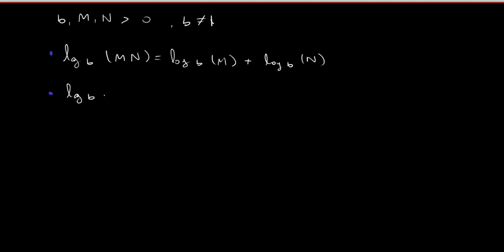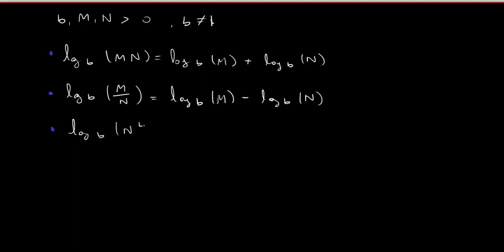The logarithm base p of m over n is the logarithm base p of m minus the logarithm base p of n. The logarithm base p of n to the power k equals k times the logarithm base p of n. This property can be proven using the first one with induction. If you don't remember induction, I recommend you go back and check the Algebra 1 videos.